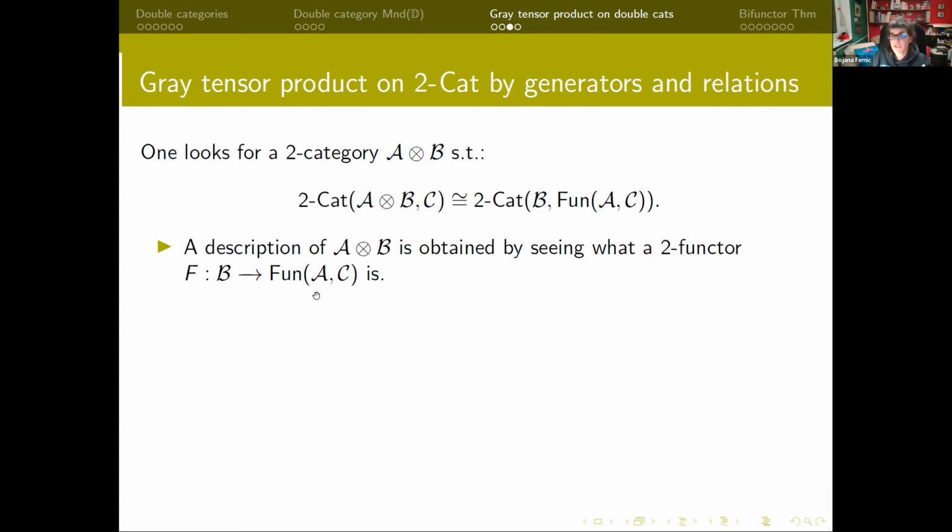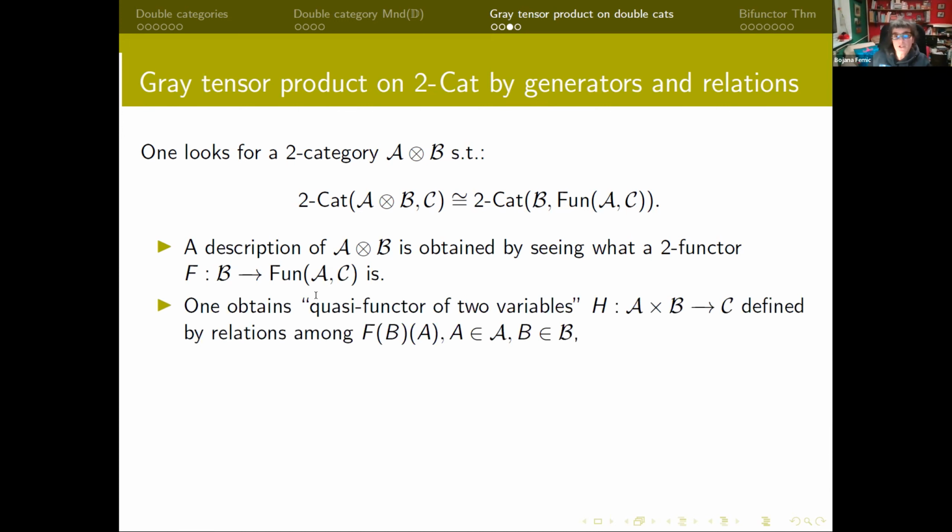So you get a bunch of information there, but you can reorganize all this information to form a new definition, due to Gray, of a quasi-functor of two variables on the Cartesian product. And it is defined by reading out the relations that hold when you evaluate here. This gives the sense of how one should define this new tensor product by generators and relations. You start from the Cartesian product and you put in these relations that you found here.